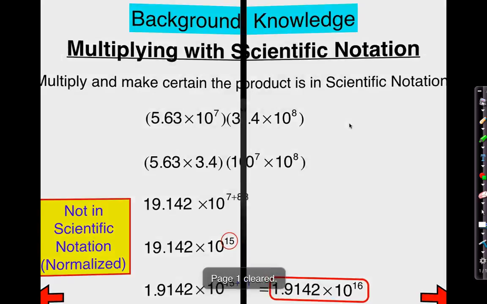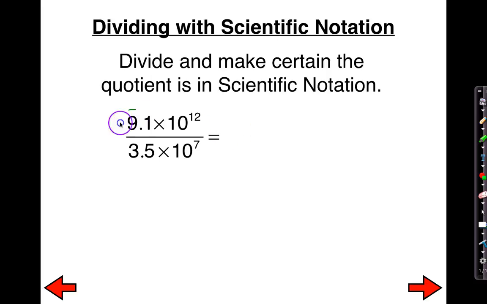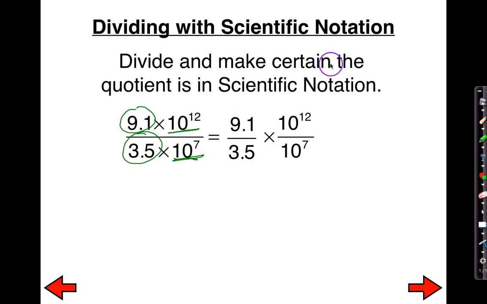Okay, so now with that said, let's go ahead and start dividing. So dividing is very similar in the sense, first thing we're going to want to do is collect the coefficients. And since this is a fraction, and a fraction is essentially division, we're going to go ahead and put 9.1 divided by 3.5. And then we're going to go ahead and divide the base tens with the exponents. Notice since scientific notation is in that form, a times 10 to the b power, we're still multiplying, as you can see here. So here we're going to put 10 to the 12th over 10 to the 7th.